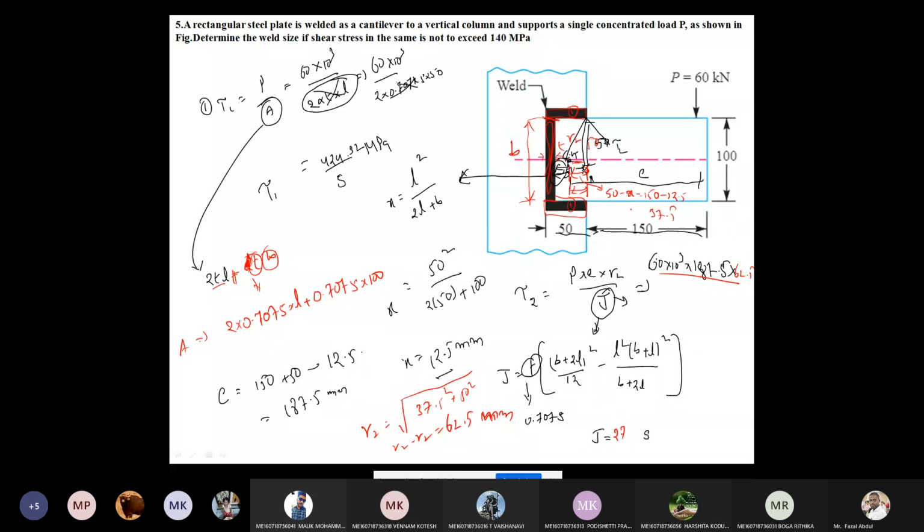J value is 275 into 10 to the power of 3 into S mm power 4. Substitute here 275 into 10 to the power of 3. Now calculate the shear stress 2 value. After simplifying this one, 2557 S megapascal. Primary stress we calculated and secondary stress also we calculated. Only thing is we need to substitute the values.